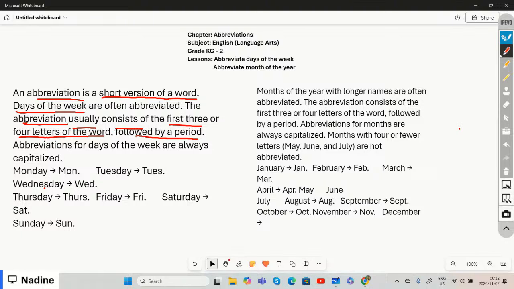All right. And remember, when we shorten our word, we need to end with a period.